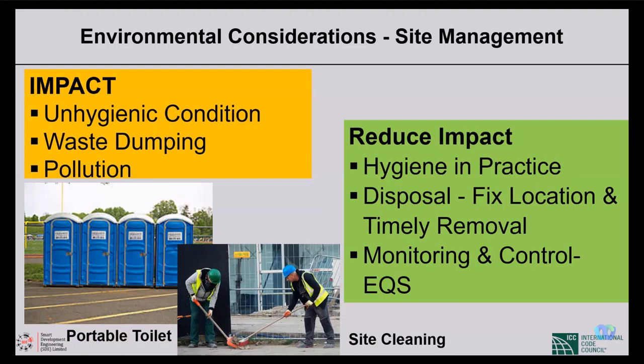Next one is environmental considerations at the site level, site management level. So the possible impacts are unhygienic conditions due to a lot of things like toilets for the workers and other things, dumping the construction waste that creates an unhygienic condition at the job site, waste dumping, and other related pollution. So how to reduce the impacts?